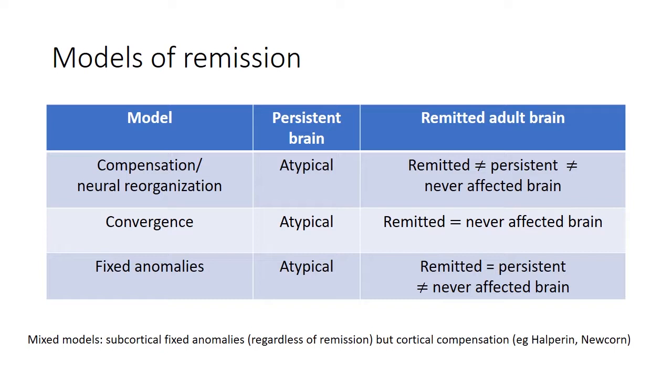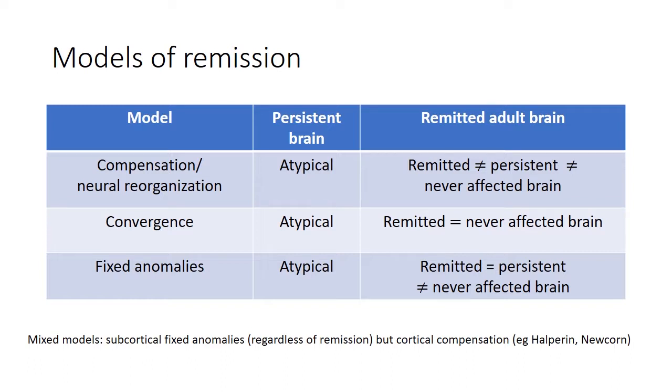And the final model, here I'll call it the fixed trait model, argues that neural anomalies of childhood ADHD leave an indelible mark in the brain which persists into adulthood regardless of clinical outcome. So of course, in this model, remitted and persistent brains will both show similar atypical features despite their very different clinical presentation. Now, these models are certainly not incompatible.